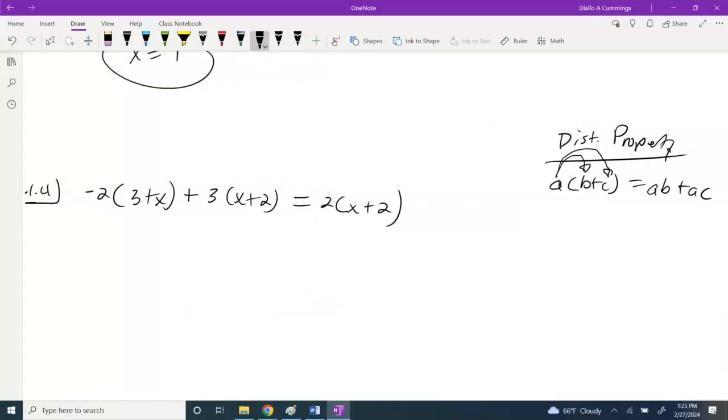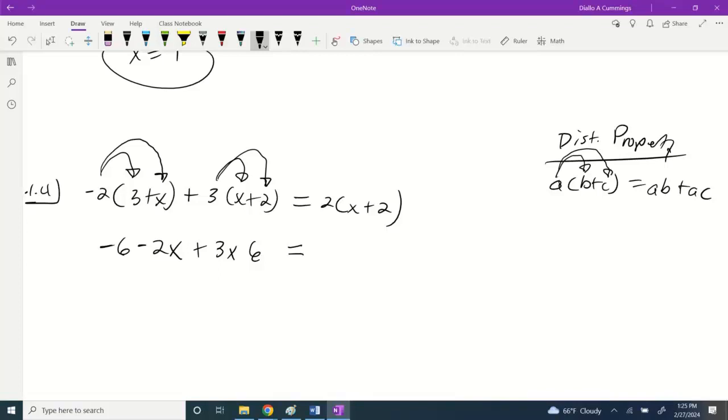So if we take this first set of parentheses, we're going to distribute negative 2. So negative 2 times 3 is negative 6. Remember your signs, right? A negative times a positive is a negative, and then a negative times a negative is a positive. Negative 2 times x is negative 2x. Next, I'm going to distribute 3 within that next set of parentheses. So 3 times x is 3x. 3 times 2 is 6.